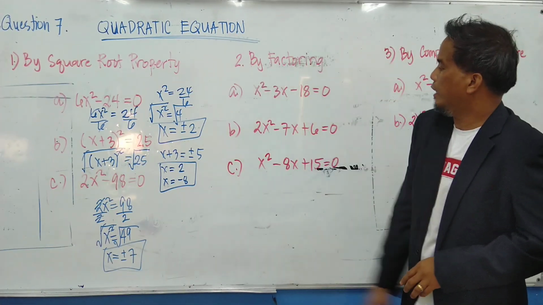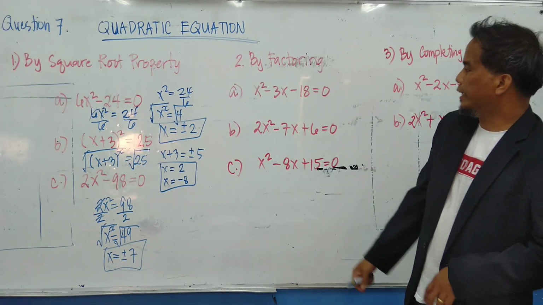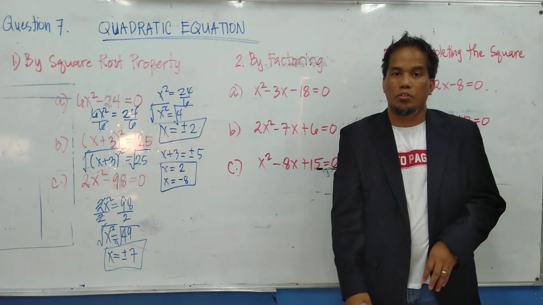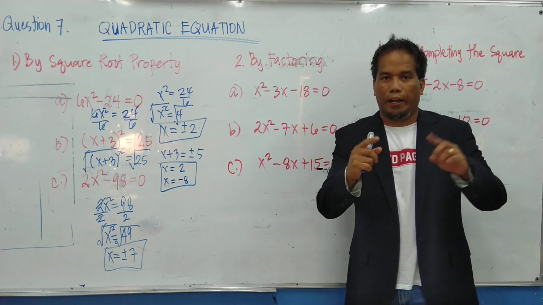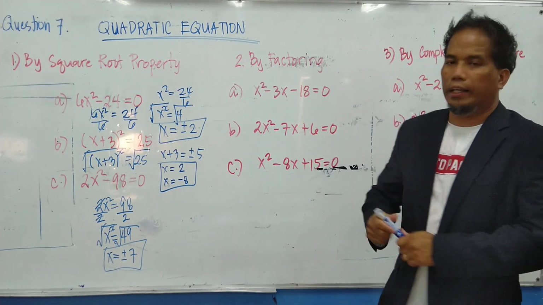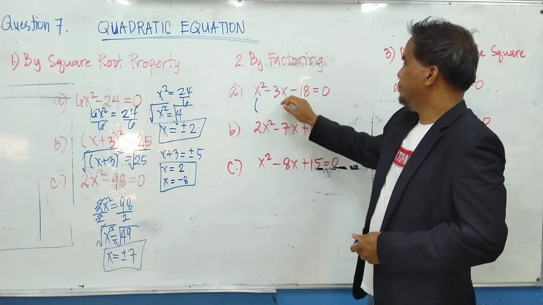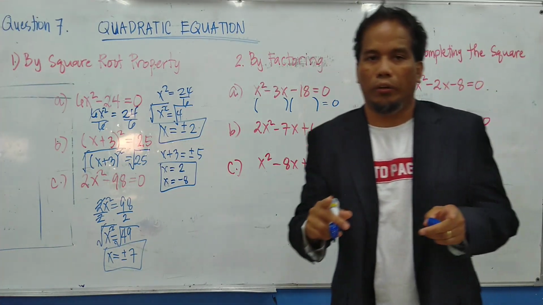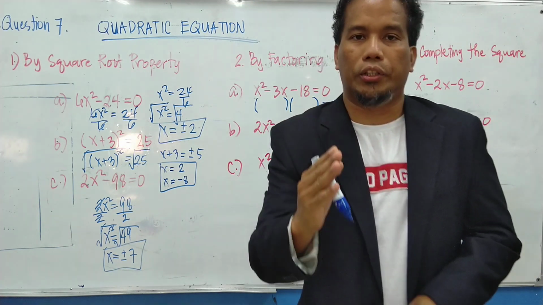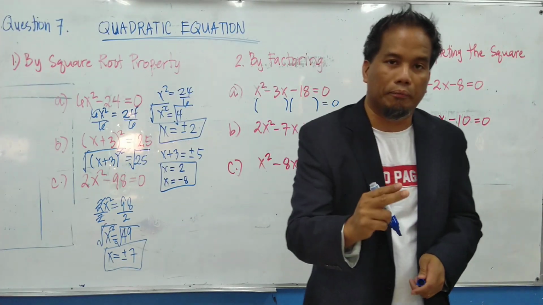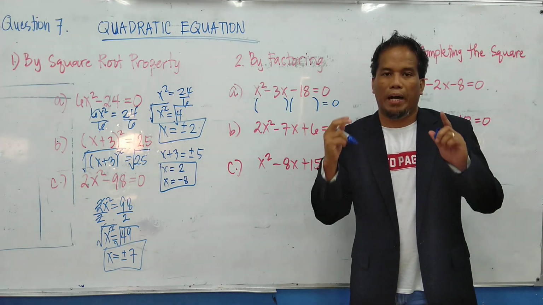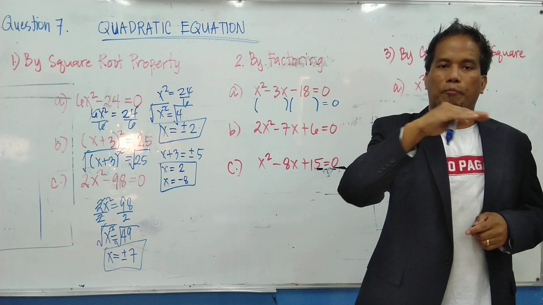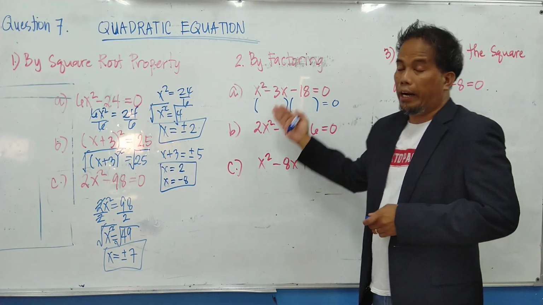Okay? So let's proceed to the second method, by factoring. We have 3 questions here. Letter A, we have x squared minus 3x minus 18 equals 0. If it is factoring, the first thing to do is write 2 parentheses, then equals to 0. You are going to use the first term and the last term. You are going to find the factors of the first and the last term. Then after, check if your middle term is correct.